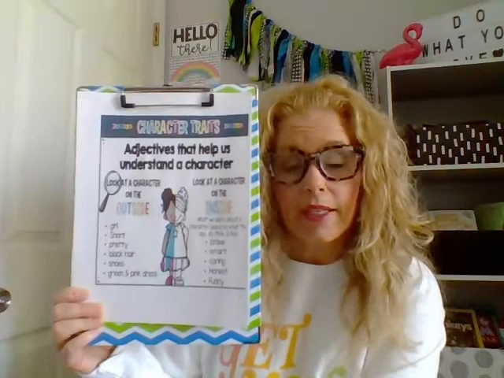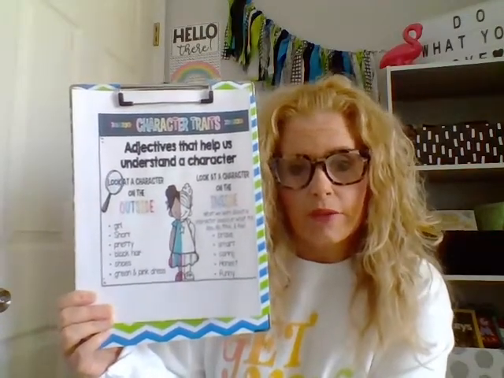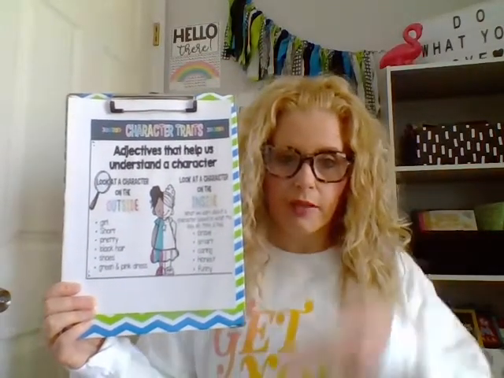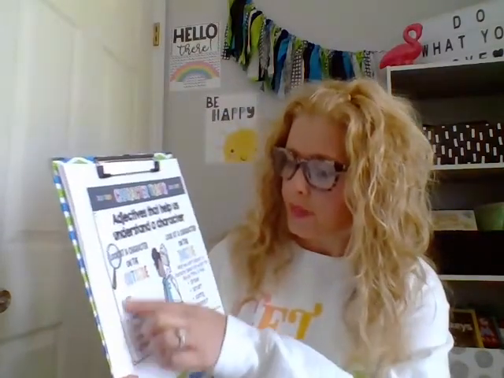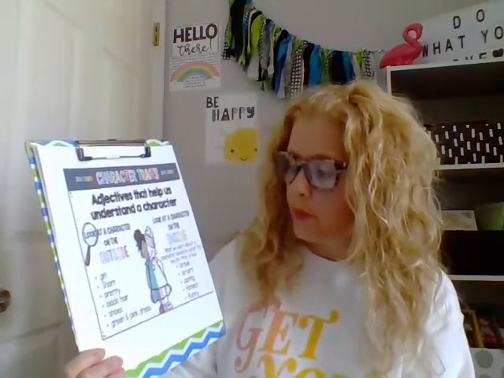So when you were little, like in kindergarten and first grade, you might have described a character by what they look like on the outside. So it's saying here some things that you look at for a character on the outside. You could say that they were a girl, that they were pretty, that they were short, that they had on a pink dress. And those are ways to describe a character.